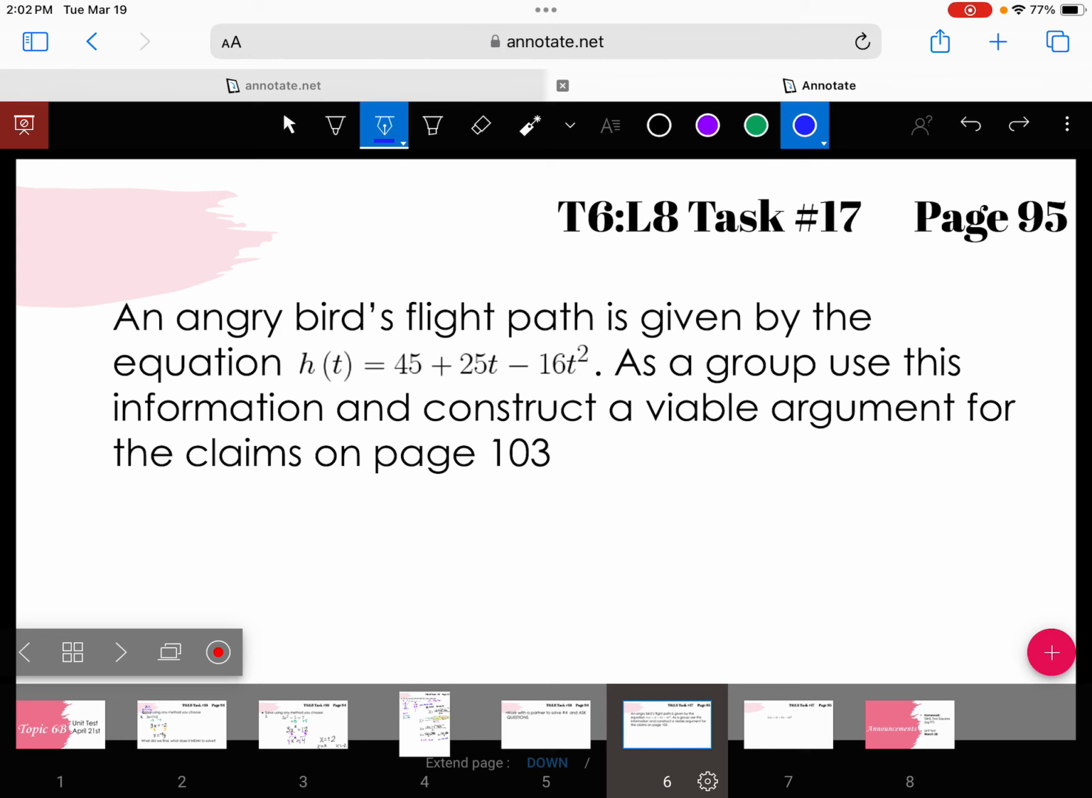Page 95. And I'll get it back up in a second.